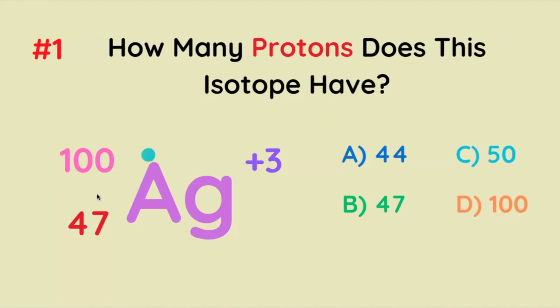5 questions about this silver isotope that get progressively harder as you go along. How many protons does this isotope have? 44, 47, 50, or 100 protons?